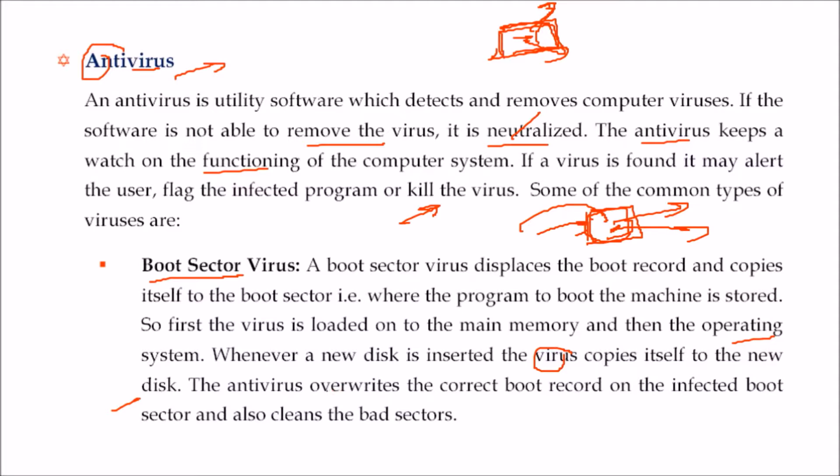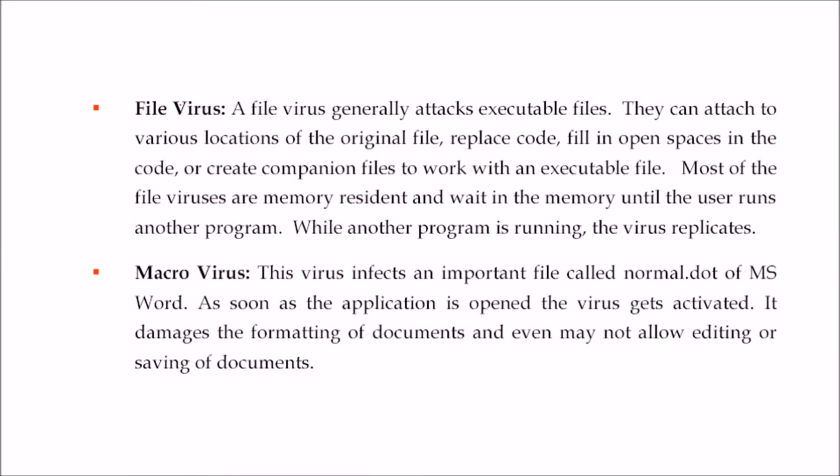So the antivirus does what? It will remove this virus and it will try to place the correct boot record here, and this is how it cleans the bad sectors also. Then we have the file virus. Most of the time the executable files contain this virus, or this virus attacks the executable file. It can attach to various locations of the original file. It may even replace the code. It can fill the open spaces in the code, wherever the code is not written properly, it can find its place. And it can also create its friends to work with the executable file.